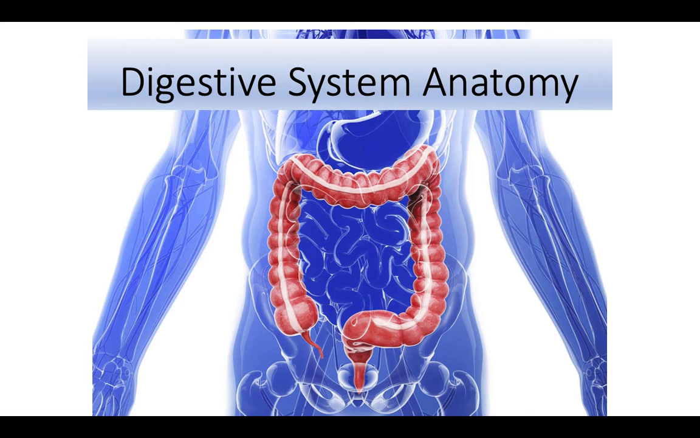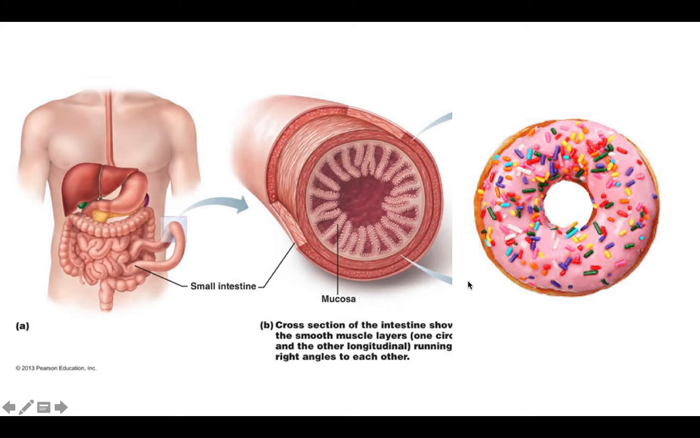When we talk about the digestive system as a whole, it consists of two parts. It's going to consist of the actual GI tract, what we call the gastrointestinal tract, which is the tract that runs from mouth to anus. So mouth, down the pharynx, esophagus, stomach, into your small intestines, into your large intestines, and then out the rectum and anus.